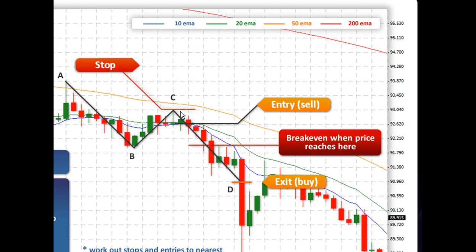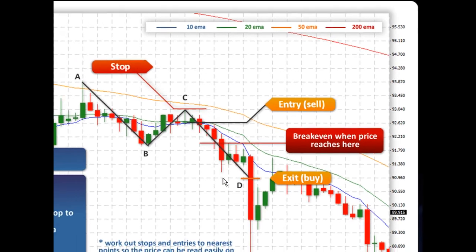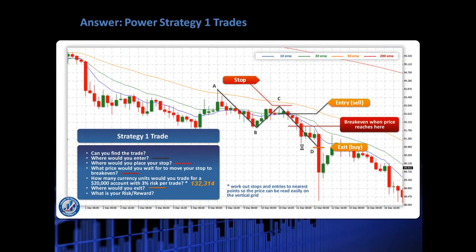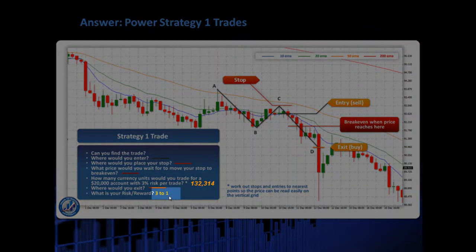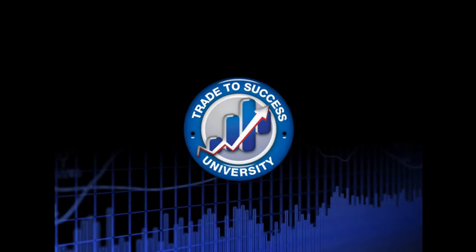So if our risk is 25%, the stop to the entry is 25% because the stop is above point C, and our reward is 75%, which is 100% minus the 25%, our risk reward for Strategy 1 trades becomes 3-to-1. So I hope you got that right. Make sure you pause the video before I discuss the answer to each of the trading components, the entry, the stop, the exit, and make sure you work it out before I actually give the answer so you can double check that you've got it right.